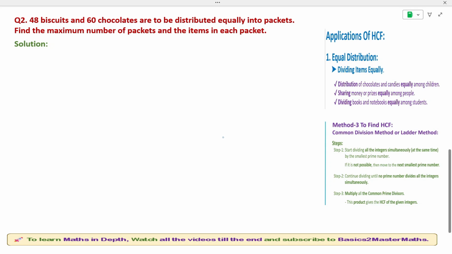Today, we will see very important exam questions on applications of HCF. Under that, we will see equal distribution, that is, dividing items equally. Example, 48 biscuits and 60 chocolates are to be distributed equally into pockets. Find the maximum number of pockets and the items in each pocket.